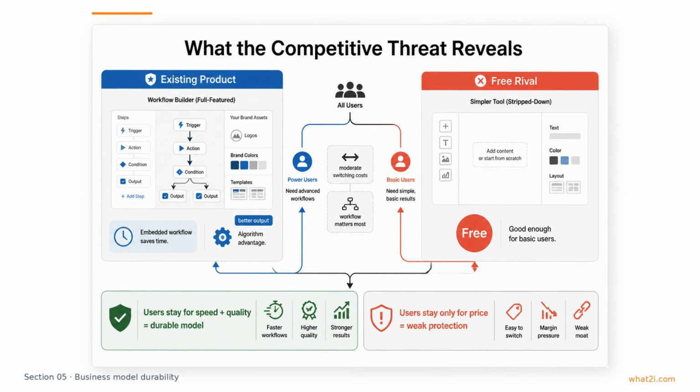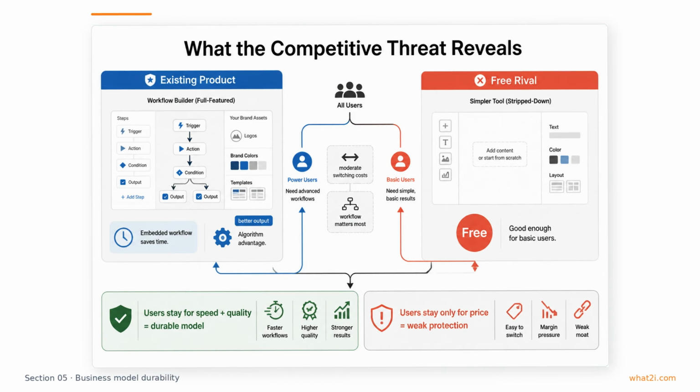A free competitor is a useful stress test because it reveals what customers are really paying for. Some basic users may leave quickly if the existing product is only modestly better and switching costs are low, but power users may stay if the product fits into their workflow, stores assets, saves time, and produces meaningfully better output. In that case, the advantage is not just acceptable pricing, but embedded usefulness. This is what pressure reveals, whether customers remain because the business is hard to replace or only because the old price happened to be tolerable. Durable models usually keep their best fit customers even when weaker segments peel away.